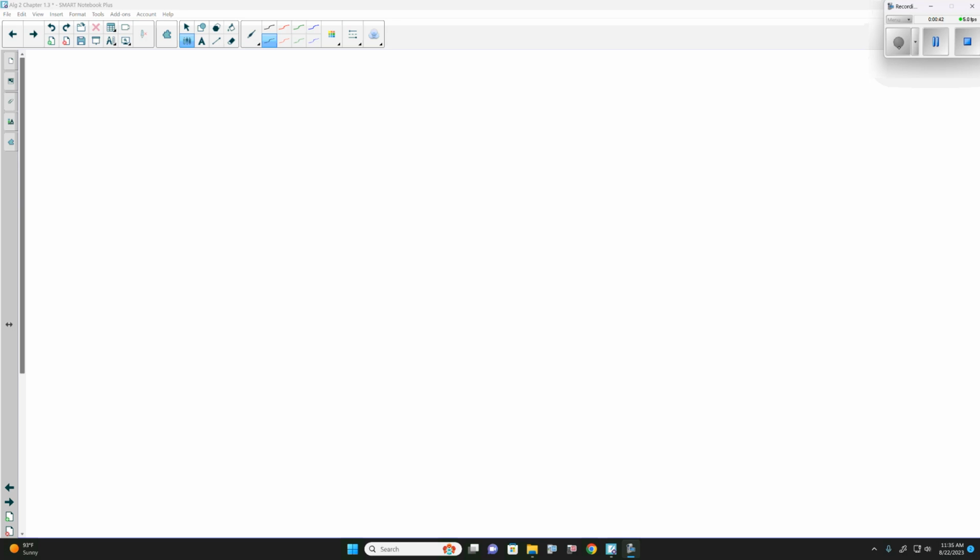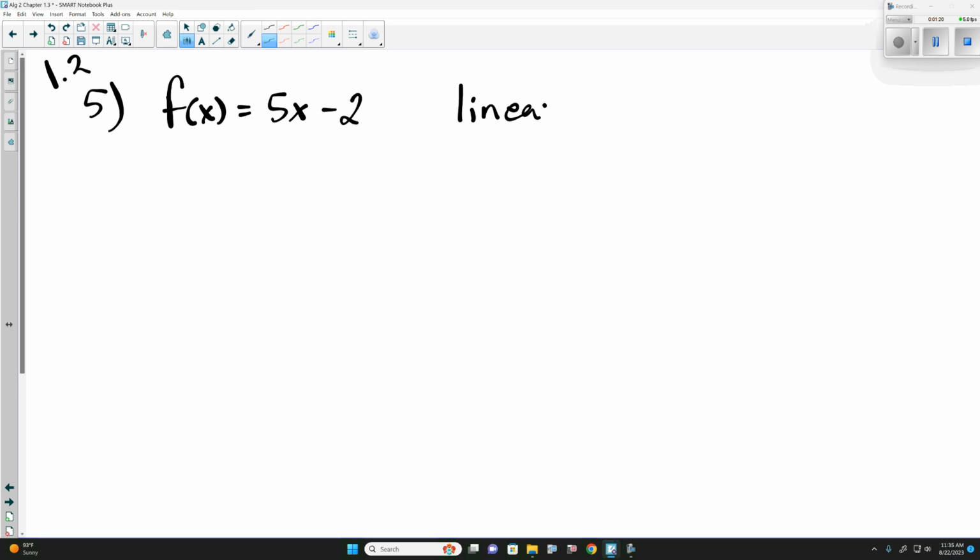Any questions over the homework? Yes. Number 5, from 1.2. So the function is f of x equals 5x minus 2, and we want to describe the transformation and identify the family it belongs to. The family would be linear.